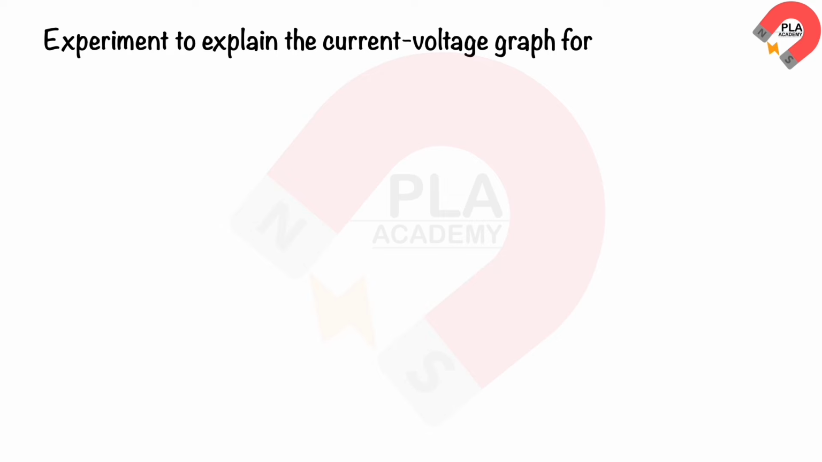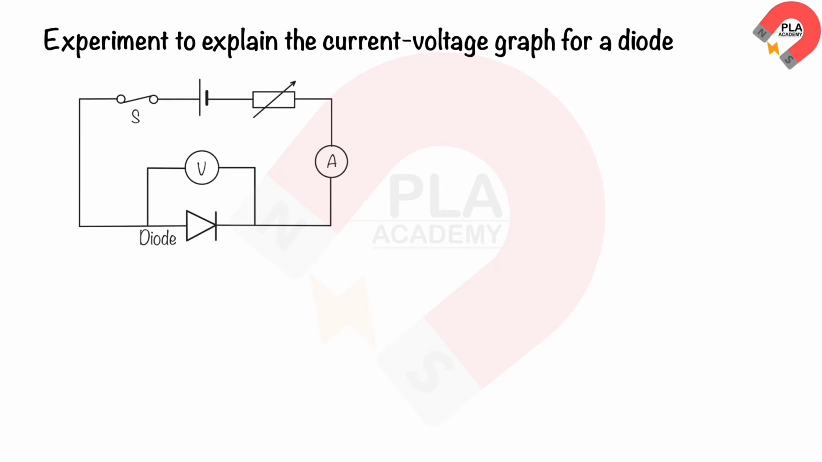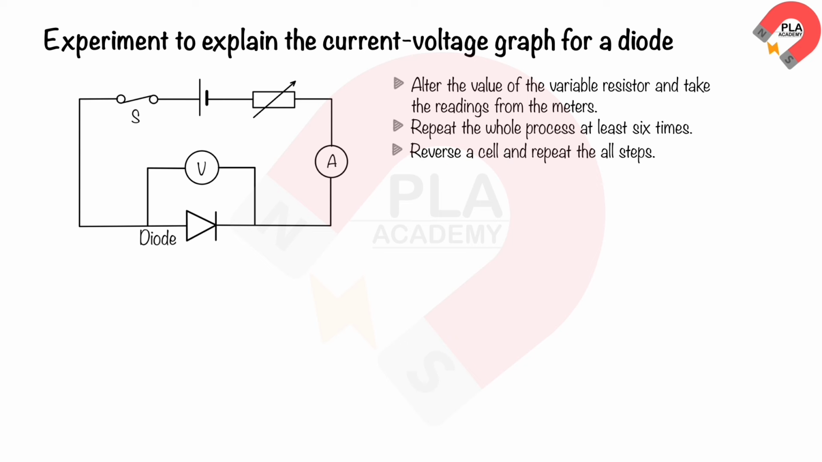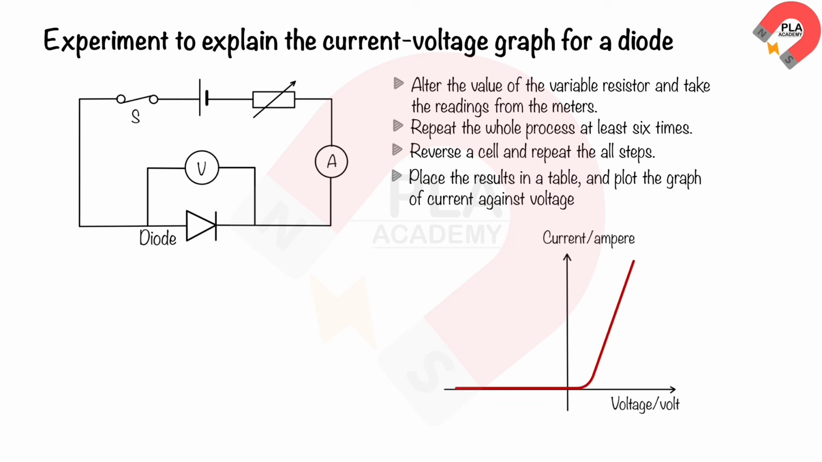An experiment to explain the current-voltage graph for a diode. Set up the circuit shown in the figure. Alter the value of the variable resistor and take the readings from the meters. Repeat the whole process at least 6 times. Reverse the cell and repeat all the steps as before. Place the results in a table and plot a graph of current against voltage.